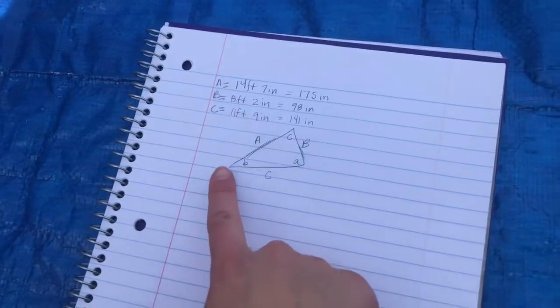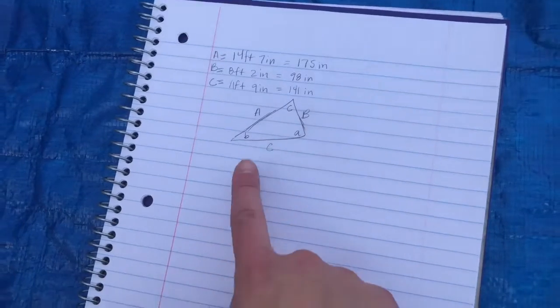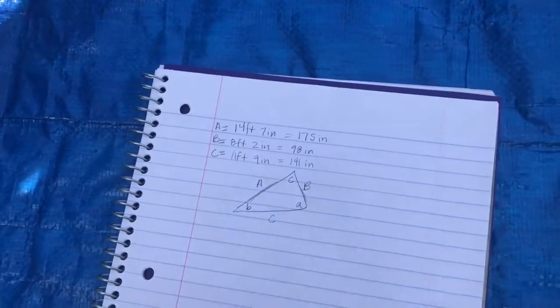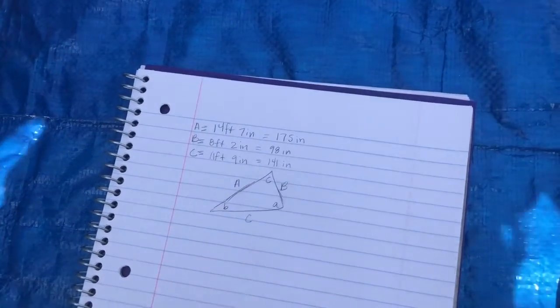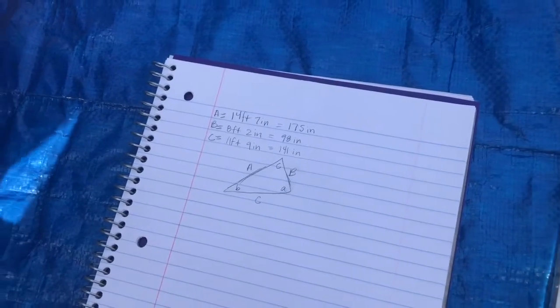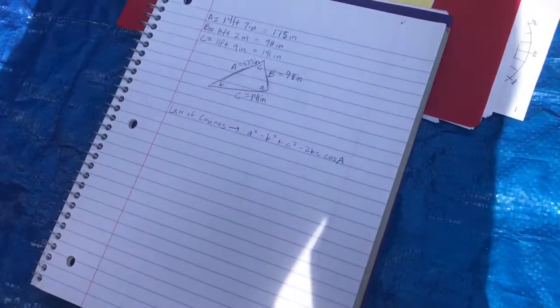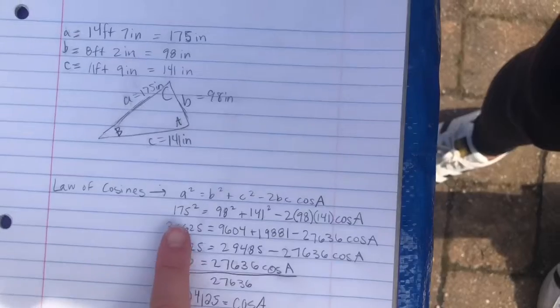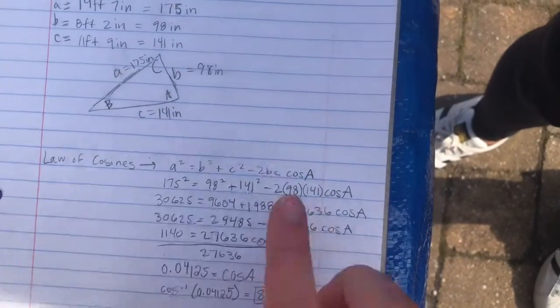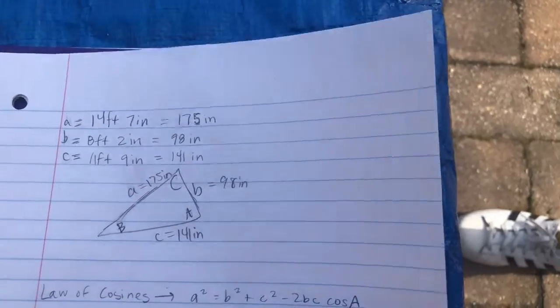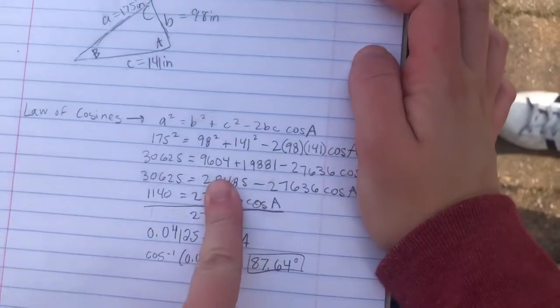Okay, so this is our triangle drawn out on paper. Then we converted everything from feet to inches to make calculations easier. Now we're using the law of cosines to find the biggest angle first. First, we plugged in all our numbers and we squared them and did some multiplication. Then we simplified further and added these two values.